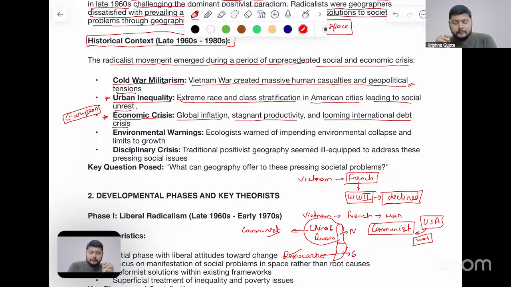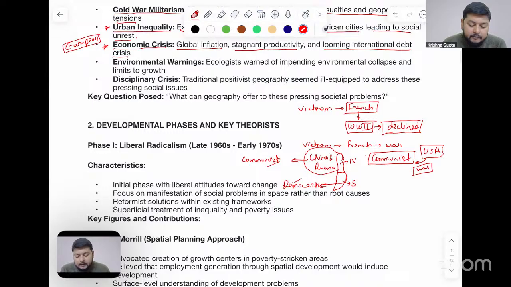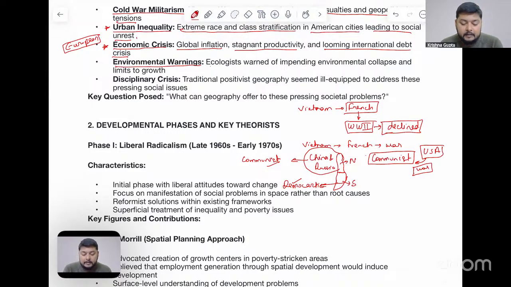This was a time, that particular time or period issue, that resulted in the lower development of the European countries in that time period. Now, there were certain environmental warnings also. When we talk about the environmental warning, certain ecologists warned of impending environmental collapse and limits to growth, which was also prevalent during that time period.